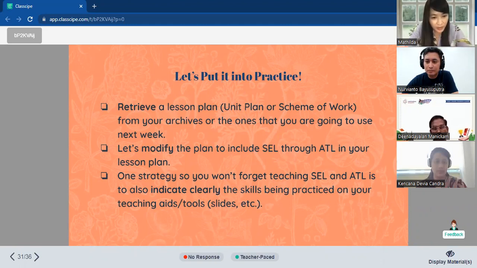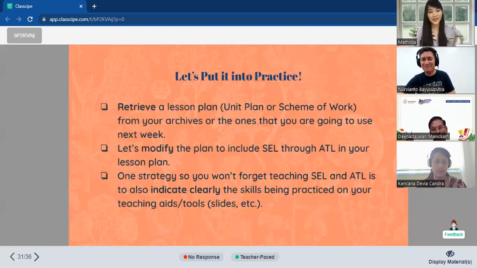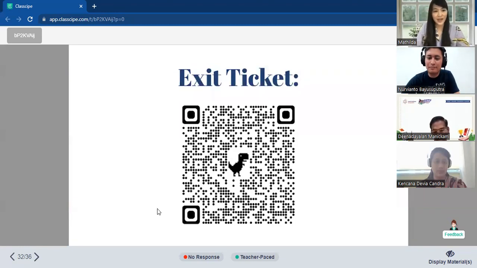The last part is one strategy so you won't forget teaching SEL and ATL, which is to also indicate clearly the skills being practiced on your teaching aids. It also helps because if I only plan it in my lesson plan, but I don't have it written on my teaching aids or materials, I often forget when I'm in the classroom. Usually, I forget about it and then I just teach my content. But if I plan it before, then I will be able to teach it. So that's one strategy that we can share so far. Mr. Bayu, do you still have any share? I think that was the last part, but we would like to share this with you.